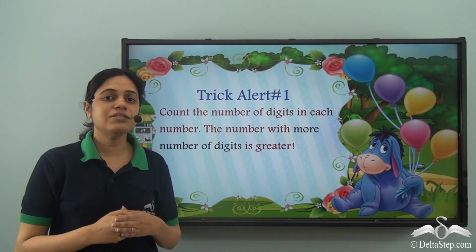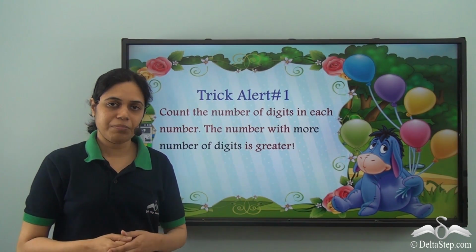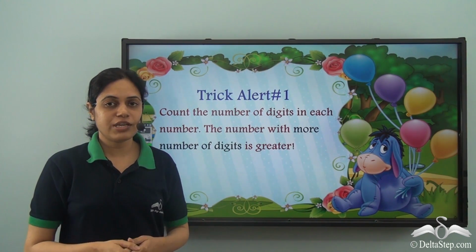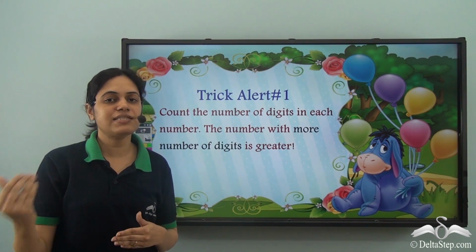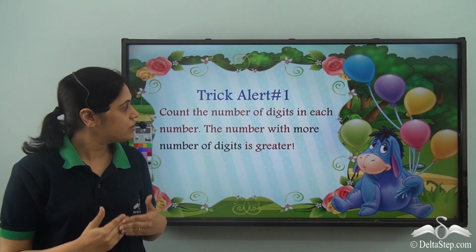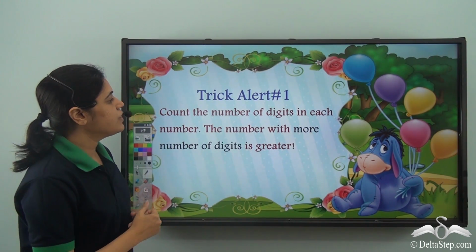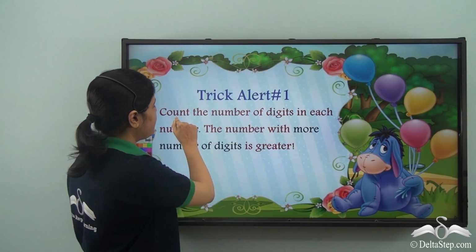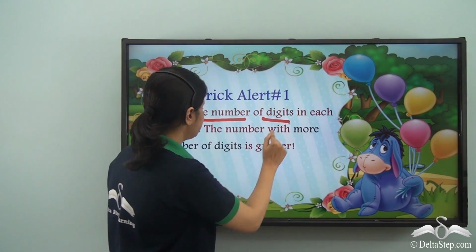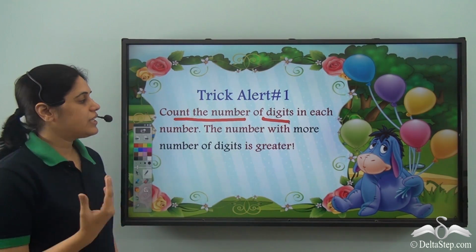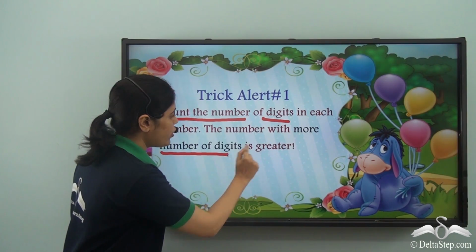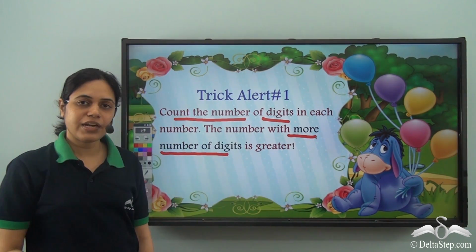Now we had learned certain tricks for comparing numbers. We can use these tricks in arranging the numbers in ascending and descending orders. Let us see what the tricks are. So the first trick is that we need to count the number of digits in each number. The number with more digits is greater.